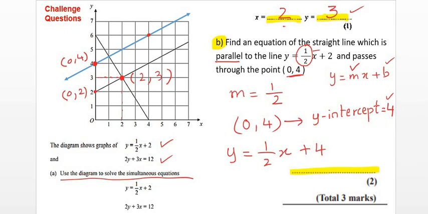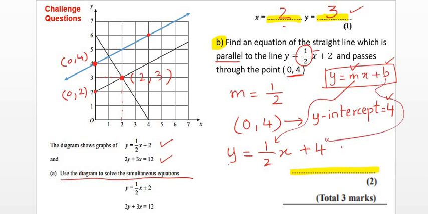If I plug these values into the standard form, it will give me the new equation. So y equals, the value of m is 1/2 x, and the value of b here is 4. So the new equation will become y equals half x plus 4. Clear? So this will be the new equation.